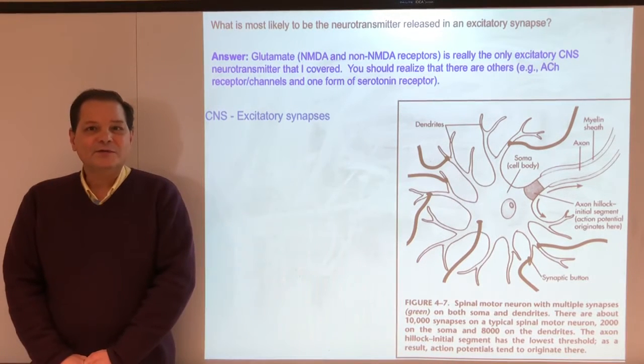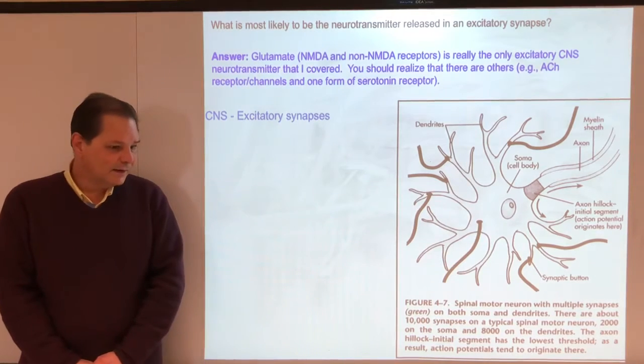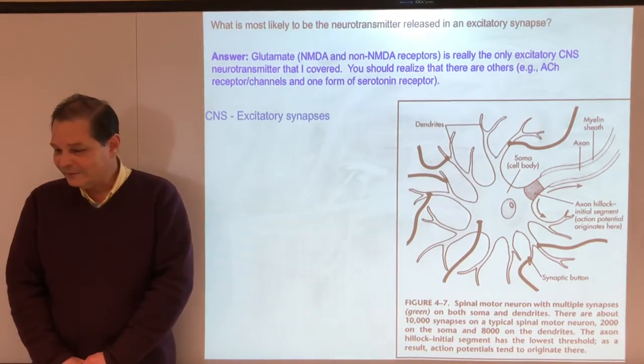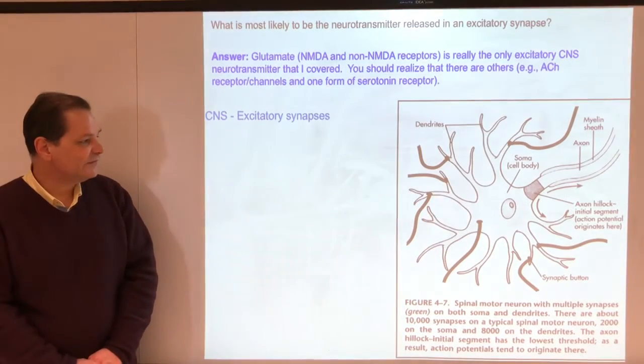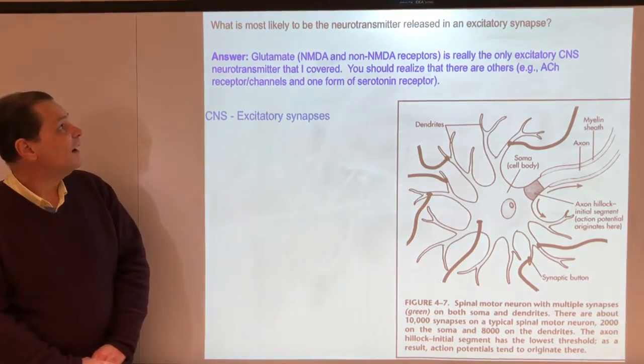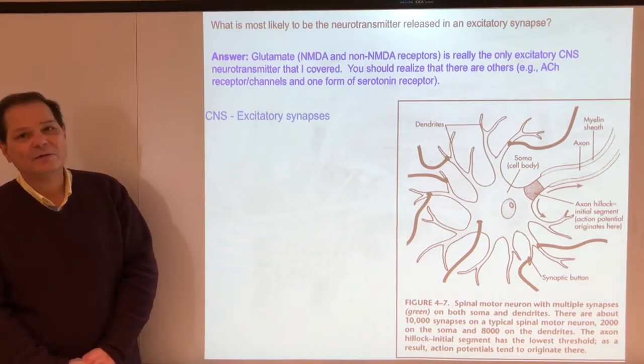Welcome to video 2 of the physiology review for the myasthenia gravis case. This is the next mastery question associated with synaptic transmission. What is most likely to be the neurotransmitter released in an excitatory synapse?